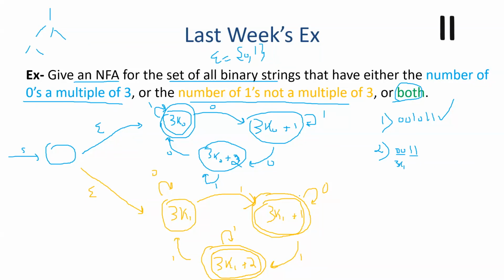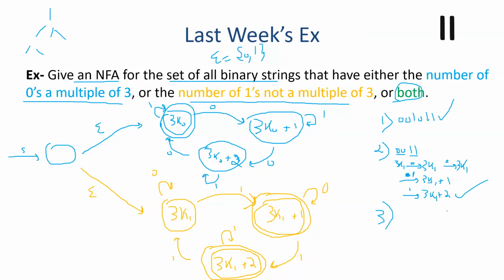So with the epsilon, I go here. Then I loop on myself twice as I'm reading the 1. Then, as I'm reading the 0. Then when I read the 1, I go 3K plus 1. Then I go 3K plus 2, which is an accepting state, so I accept. So again, the first branch didn't work, but the second one did, so we accept.